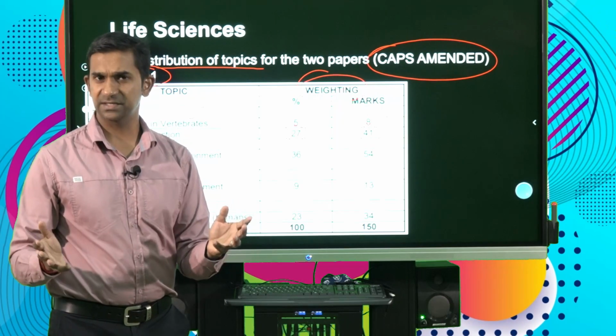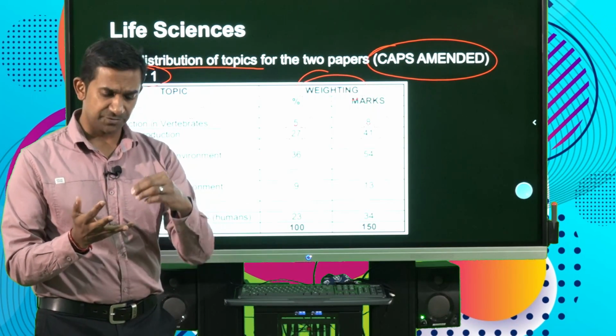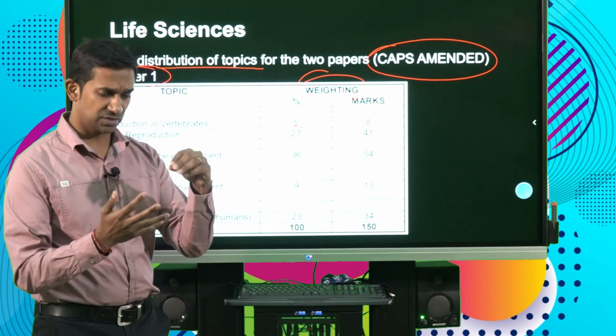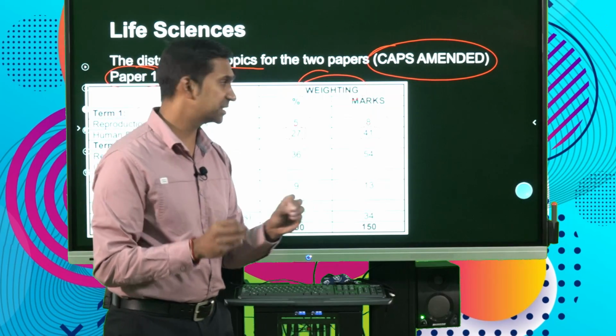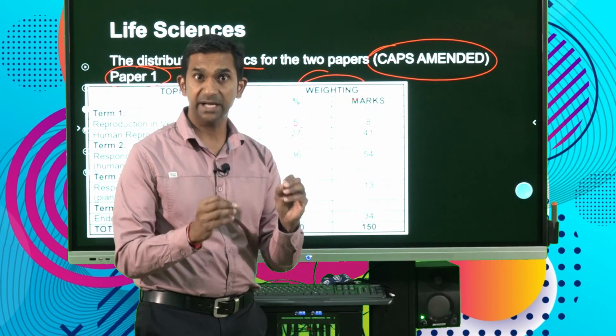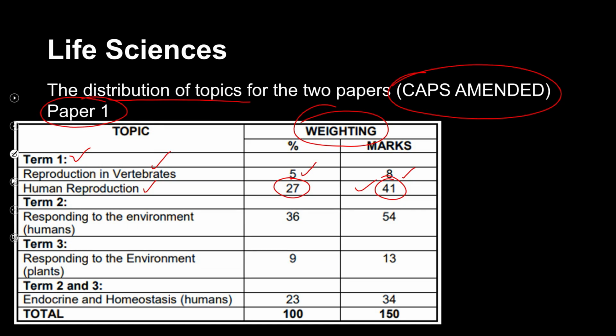What does this mean, guys? It means that you've got to really know your content, from the parts of the male and female reproductive systems to the hormones involved to the menstrual cycle. Those are fundamental to being able to access the maximum of 41 marks. So it means that a lot of effort is required in preparing for that topic.